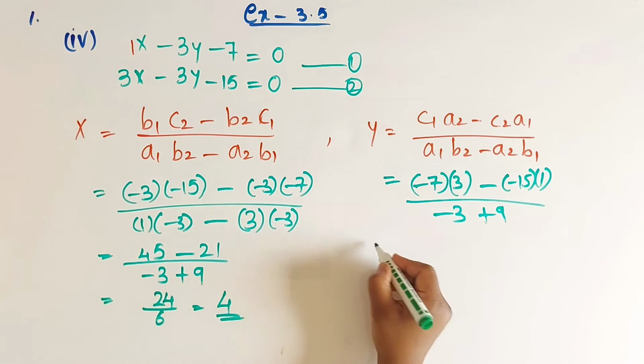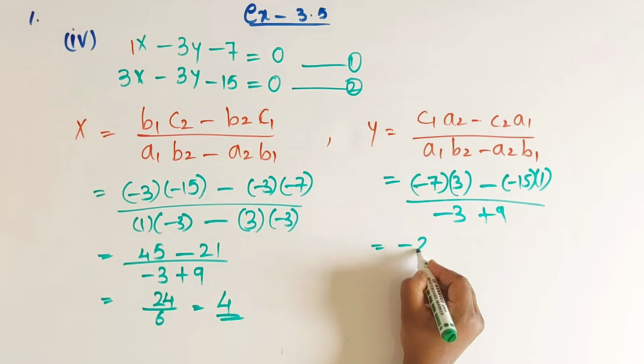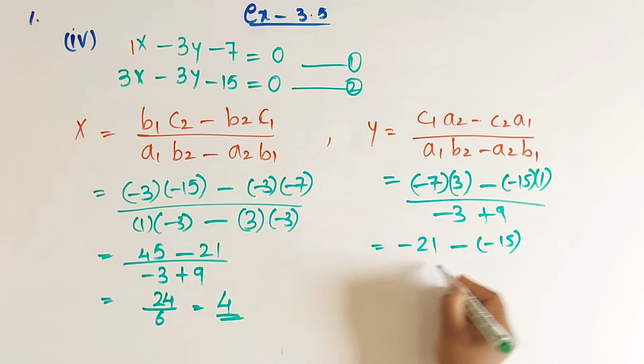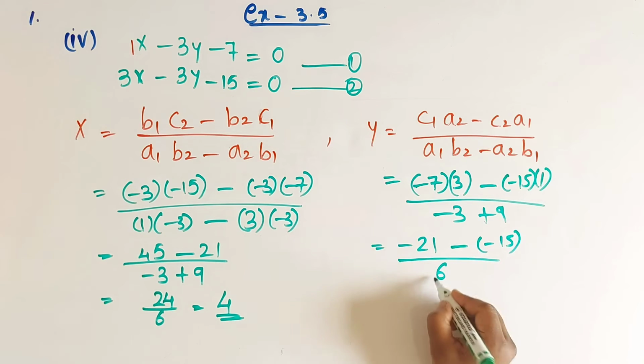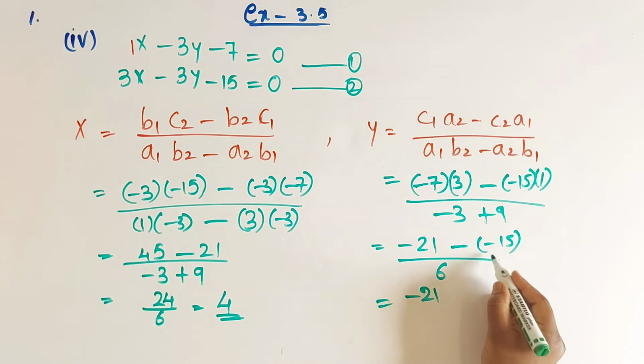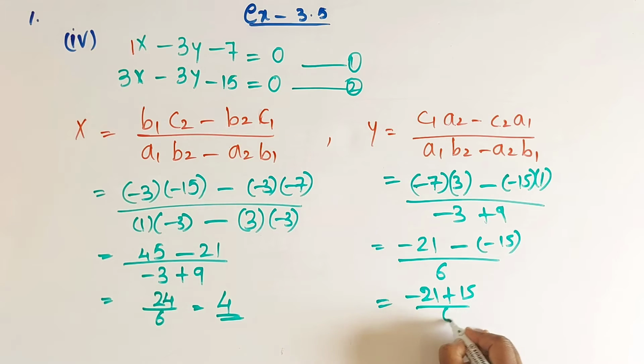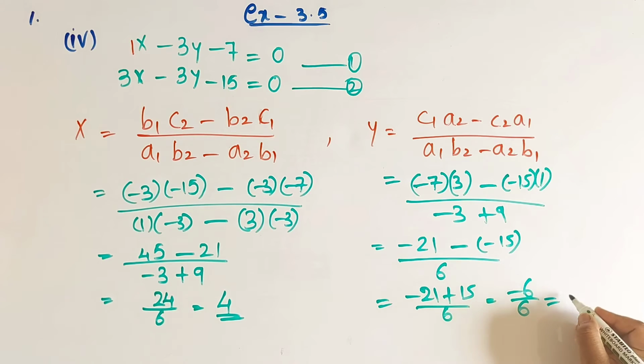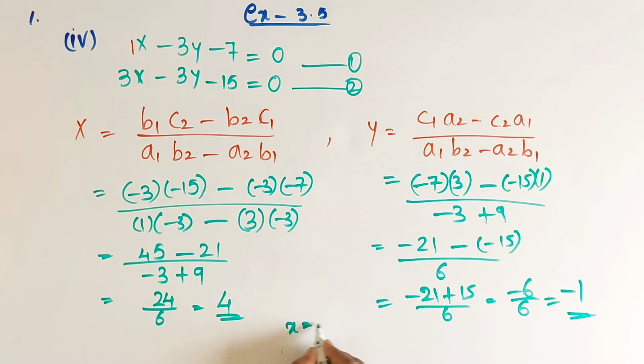Right, children? So minus 7 into 3 is minus 21. Minus of minus 15 into 1 is minus 15. Divided by 9 minus 3, which is 6. Minus 21 plus 15 by 6, children. Minus 21 plus 15, that is minus 6, divided by 6 again. 6 by 6 is 1. Minus is there, so minus 1. Therefore, y value is minus 1. Here x equal to 4 and y equal to minus 1 is the solution.